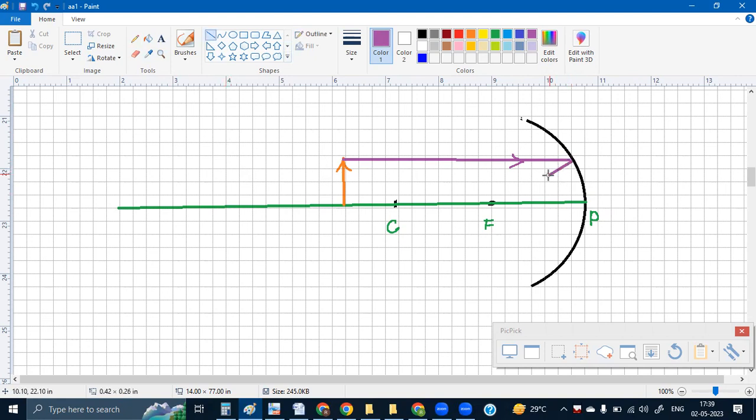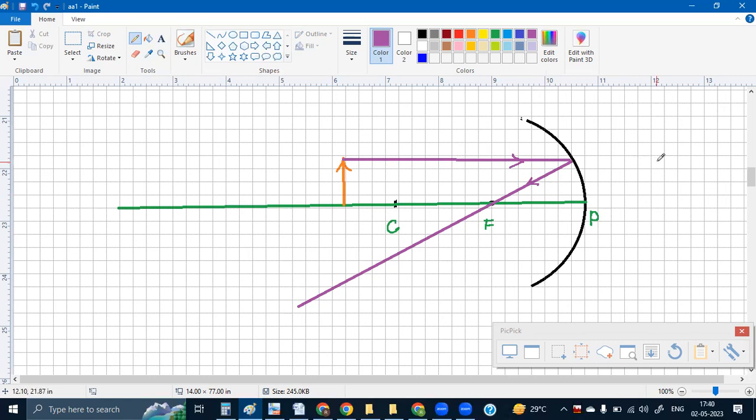With the same color I will be showing it so that you come to know which ray is going from where to where. So this is the ray, a ray that is parallel to the principal axis. Always mark that with an arrow. It is passing through the focus, or the principal focus, after reflection.